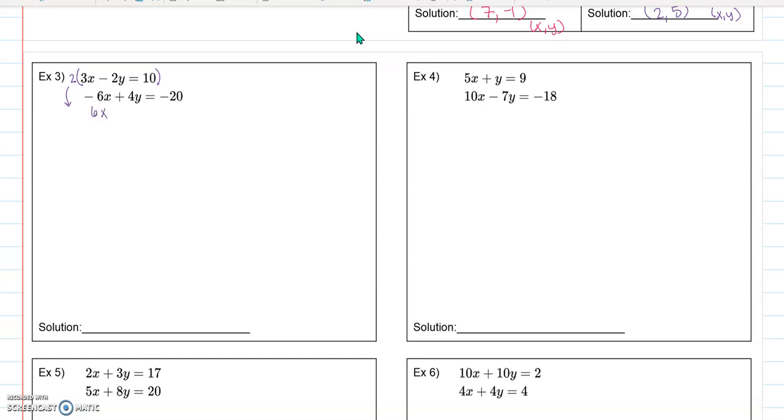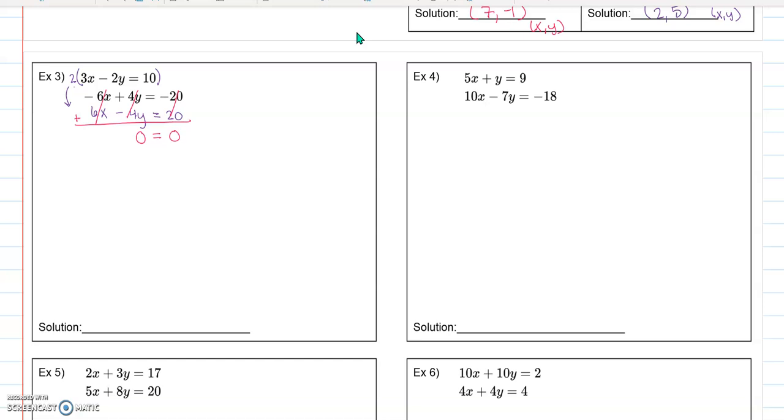So 2 times 3x is a positive 6x. 2 times negative 2y, that's negative 4y. 2 times 10, that's 20. So now add your equations together to eliminate. So those 6x's eliminate. Negative 6x plus 6x goes away. Notice your y's also eliminate, so you're left with 0 on that side. 0 equals negative 20 plus 20. Those eliminate also. So we get 0 equals 0.